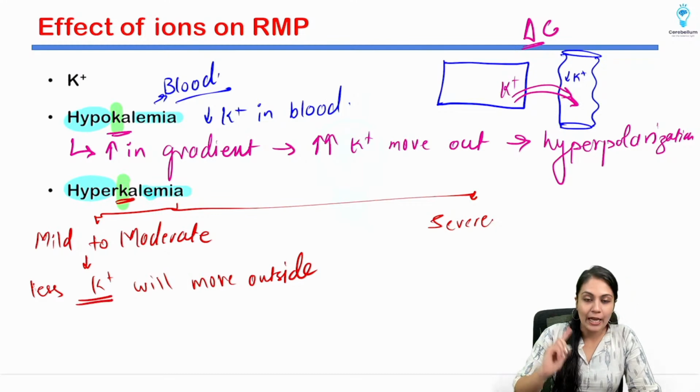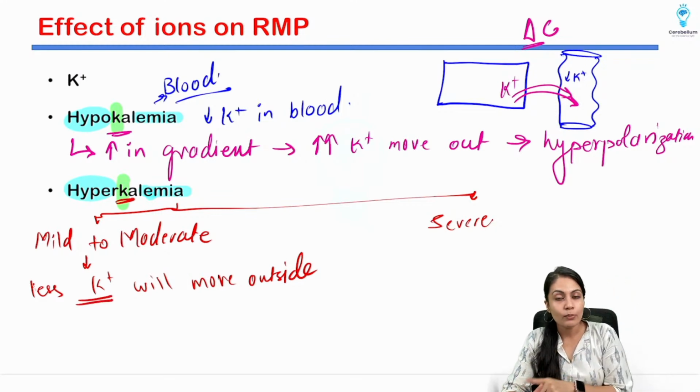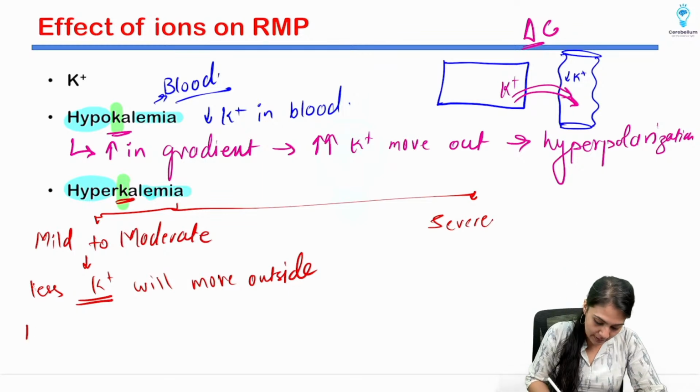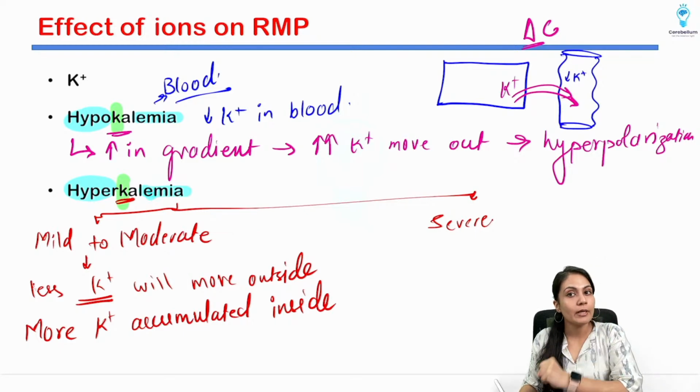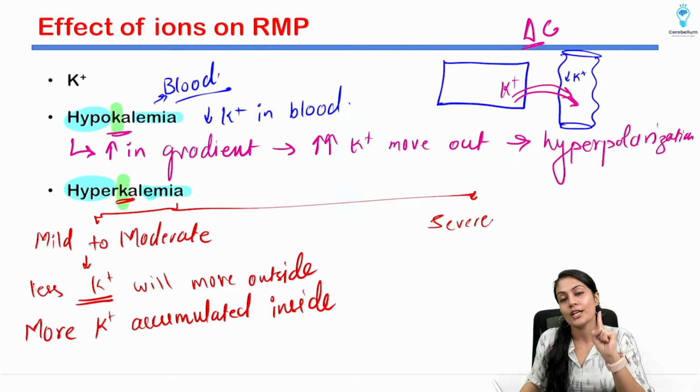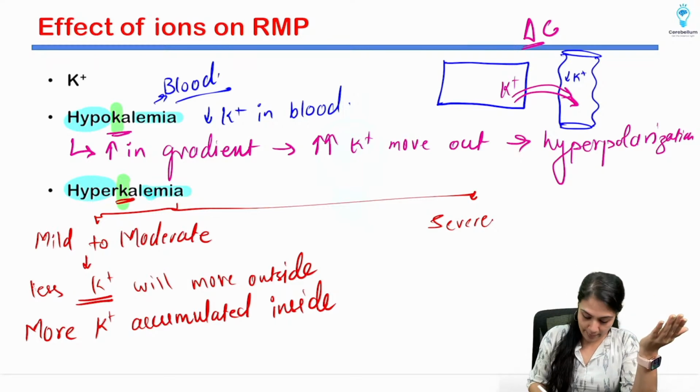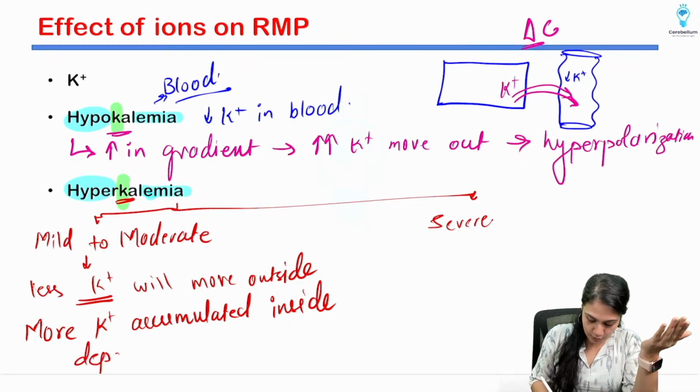If less potassium is moving outside, what is going to happen? More will be accumulated inside. More positively charged ions accumulate inside. What is going to happen? That will lead to depolarization. And please remember, this is very, very, very important.